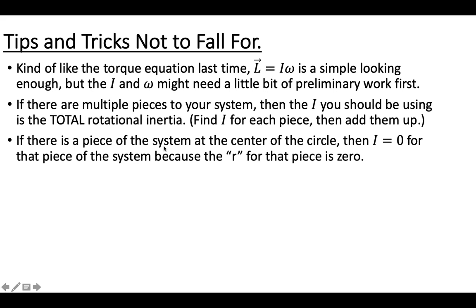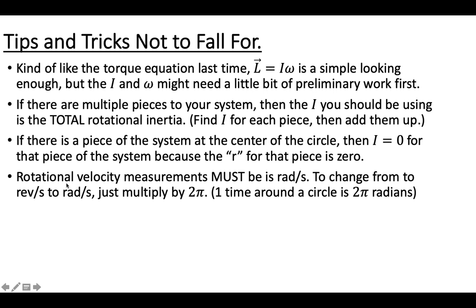If there's a piece of the system at the center of the circle, then I is 0 for that piece, because remember that everything is like an mr squared, and if you're at the center of the circle, then r is 0. You don't have any distance to the center because you're at the center. I'm not saying the whole thing, just that for that piece at the center, I is 0.